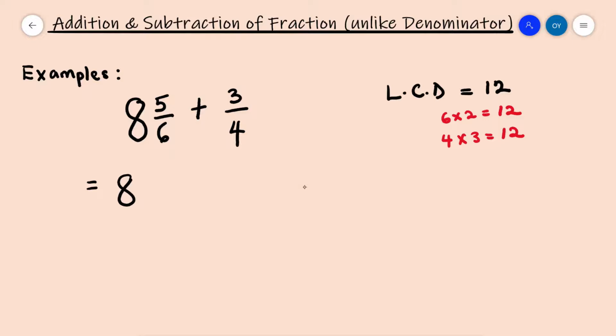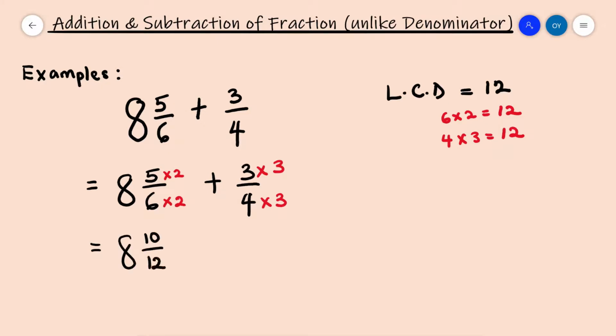So we have 8 5 over 6 multiplied by 2, both the numerator and the denominator, plus 3 over 4 multiplied by 3. So our new fraction becomes 8 10 over 12 plus 9 over 12. Now we can add these numbers together. So we have 8 19 over 12.